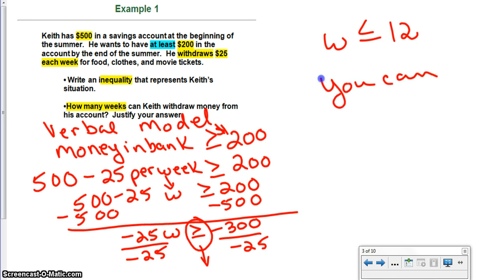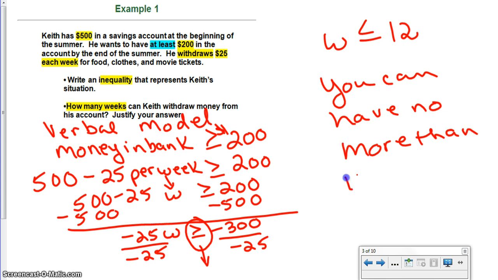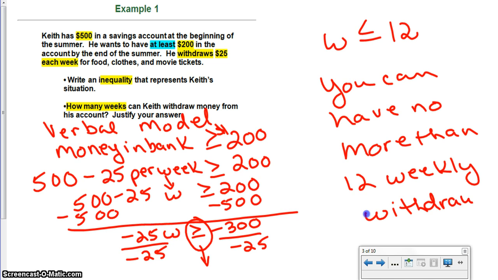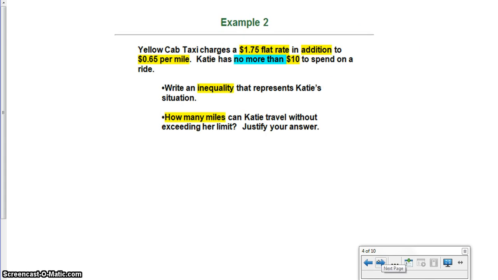You can have no more than 12 weekly withdrawals. It's very important with word problems that you also spell out to me and to the publisher what exactly you're talking about. Let's go with this next one.